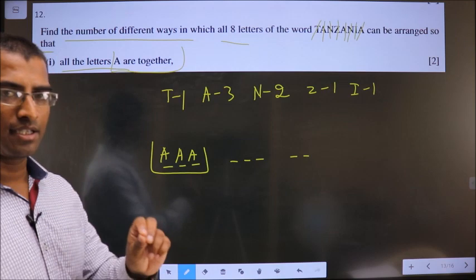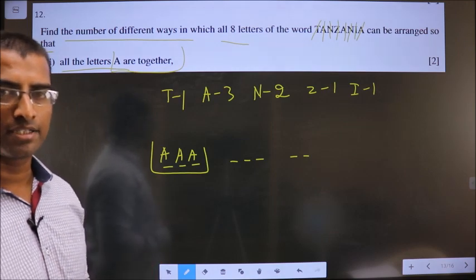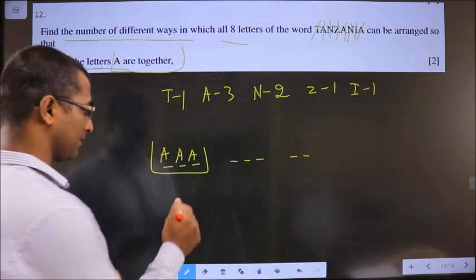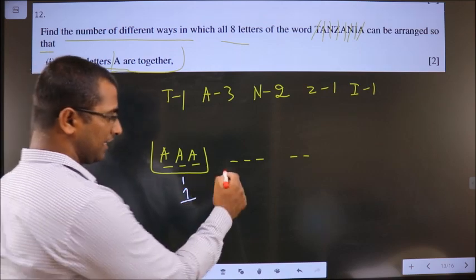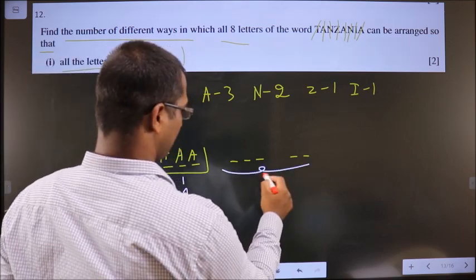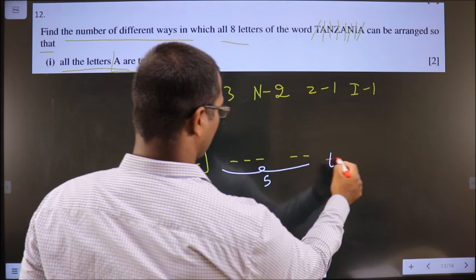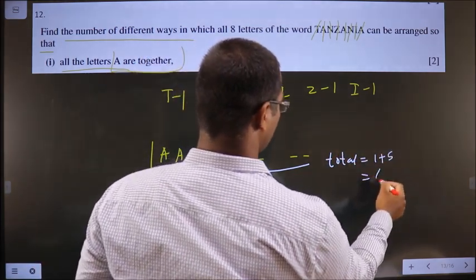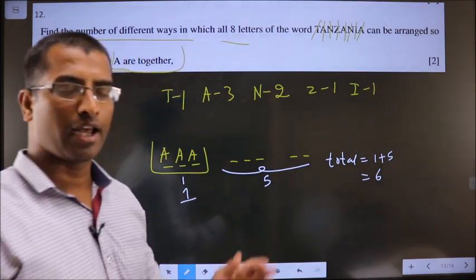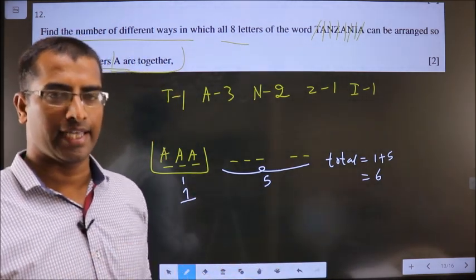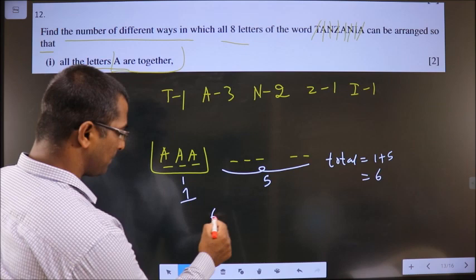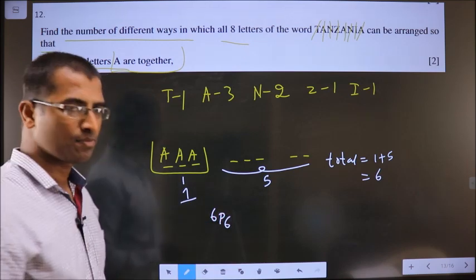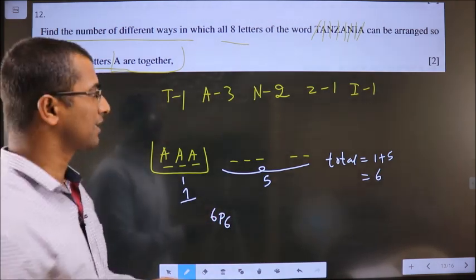All the A's should be together, means I should consider them to be one unit. And the remaining are 3 plus 2, 5. So total is 1 plus 5, that is equal to 6. Now these 6 can be shuffled in 6P6 ways. Okay. And one more thing.